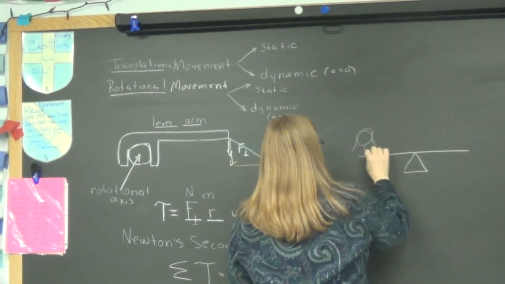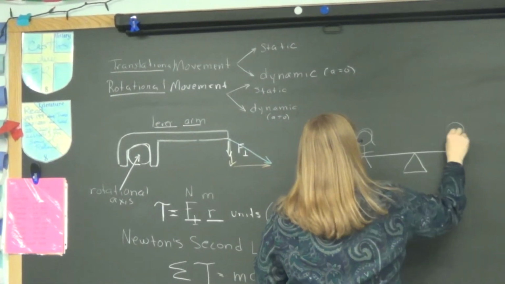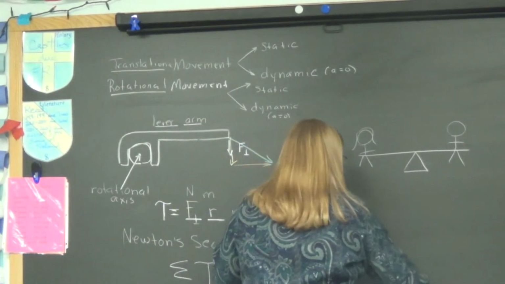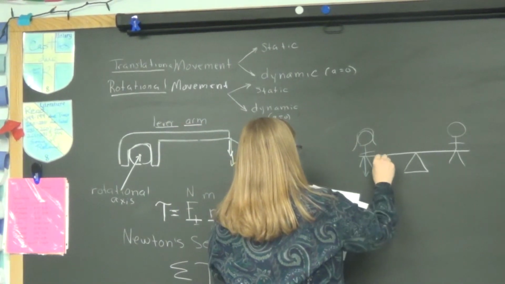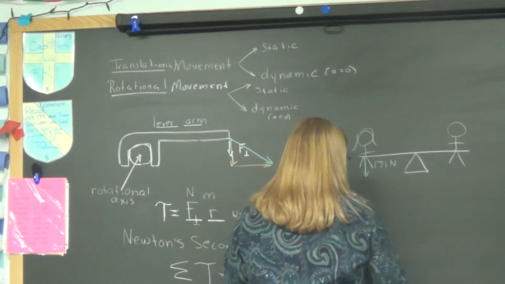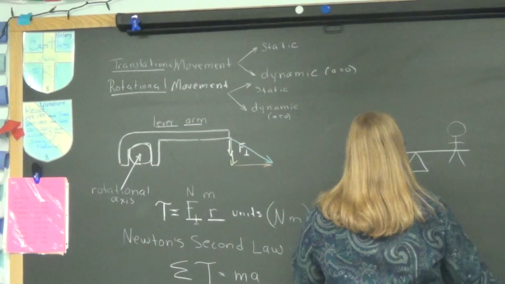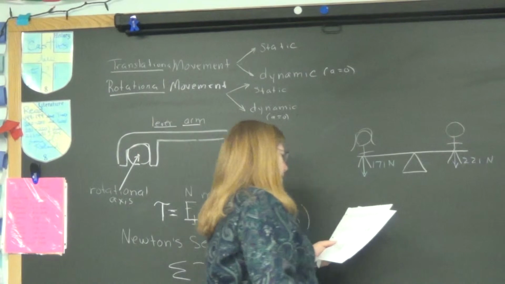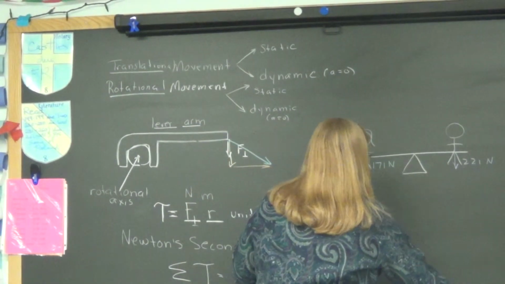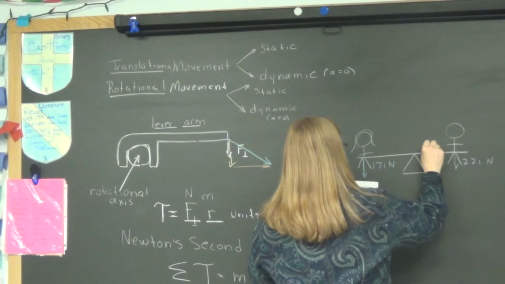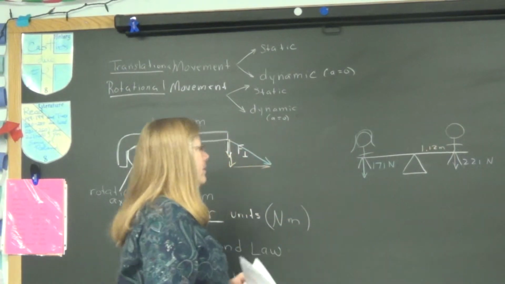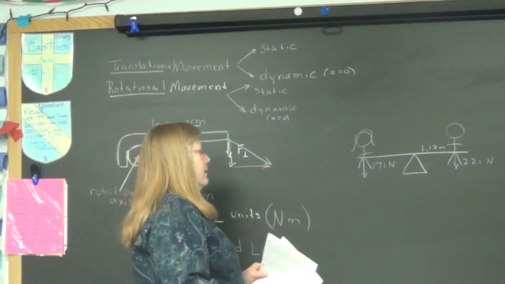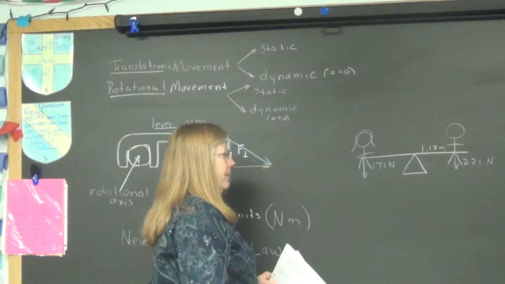So we have a female here, a male here, and this is 171. The force perpendicular is 171 newtons from the female, and it is 221 newtons from the male. So we also know one more piece of information, that the male is 1.12 meters away from the fulcrum. And they want it in equilibrium, they want it balanced. So where should she sit? How far from the fulcrum?